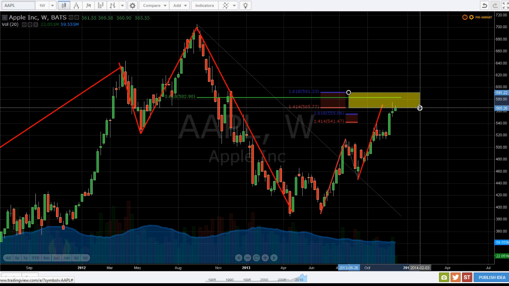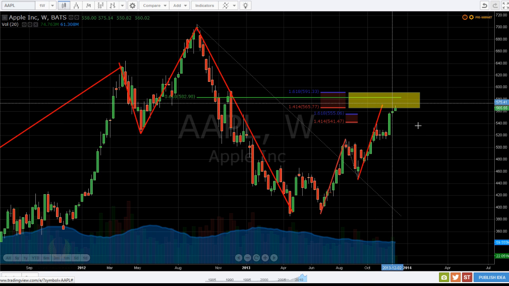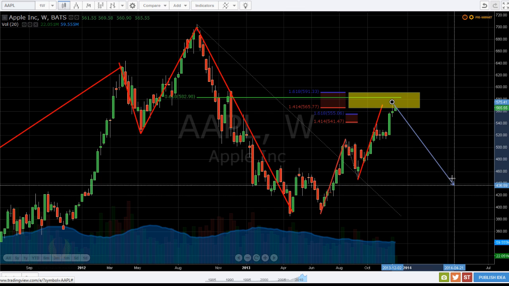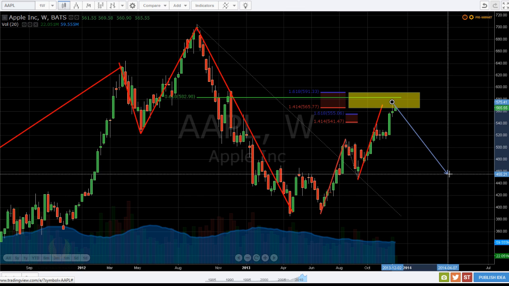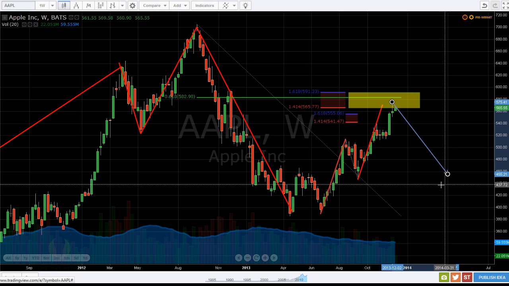Now, again, where am I thinking? Am I thinking Apple's going to go all the way back down to 300 or something like that? No. But I think there is a good chance we can at least work our way back down here, probably to at least 5026s, and probably retesting these structure lows right down here at 455. I think that's definitely a possibility.